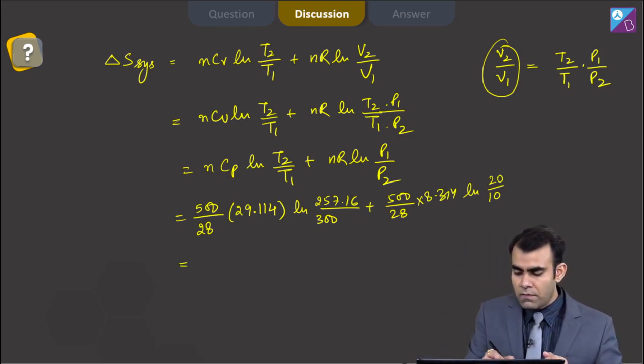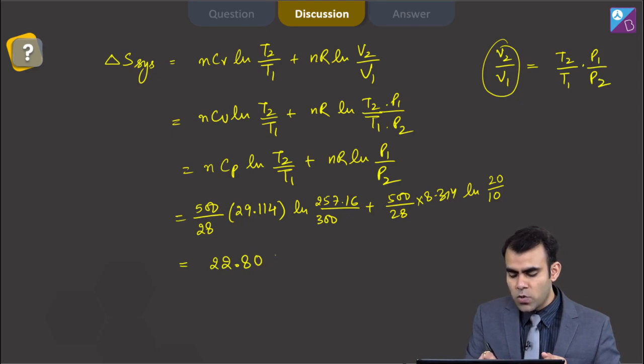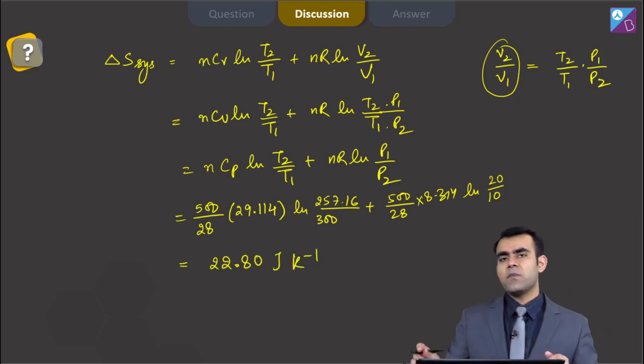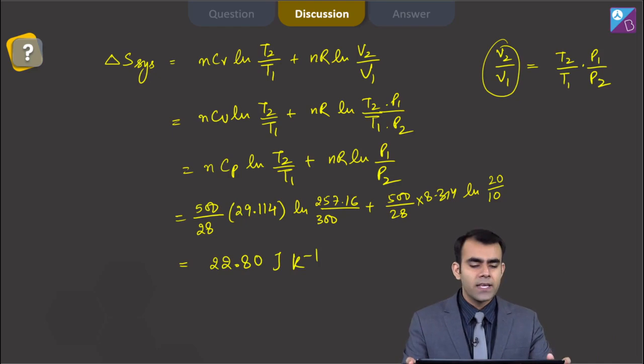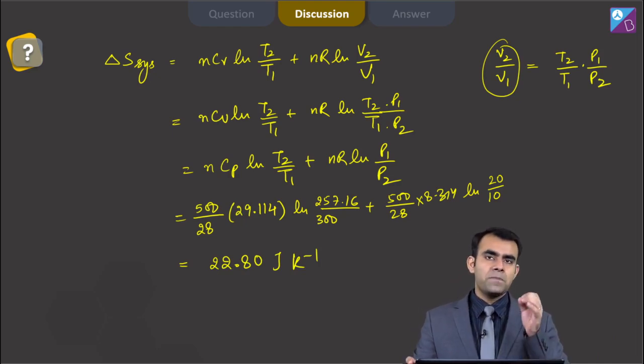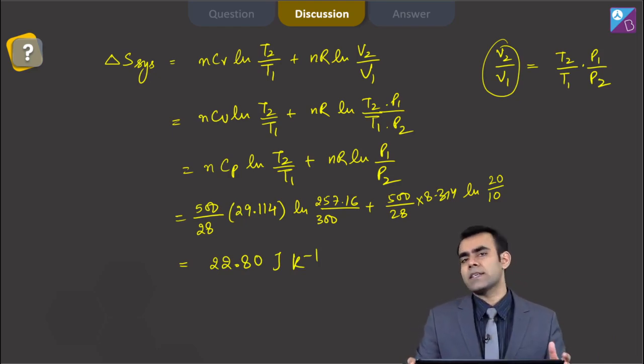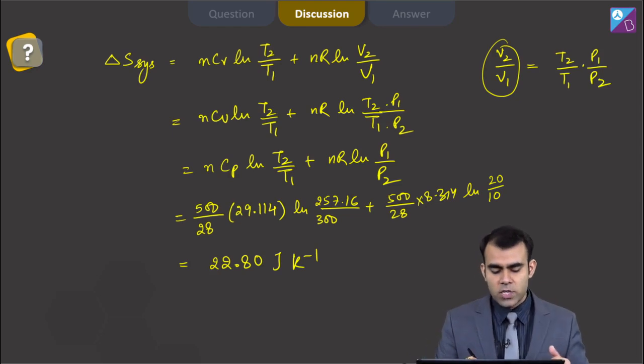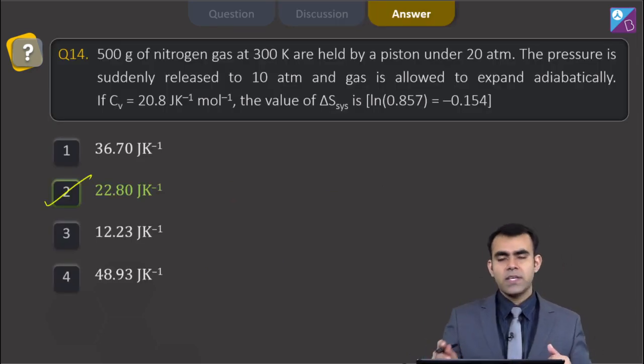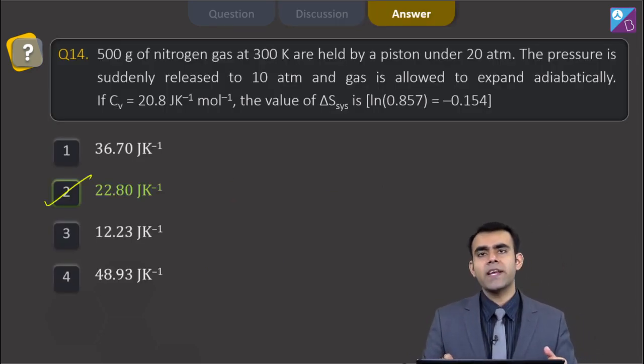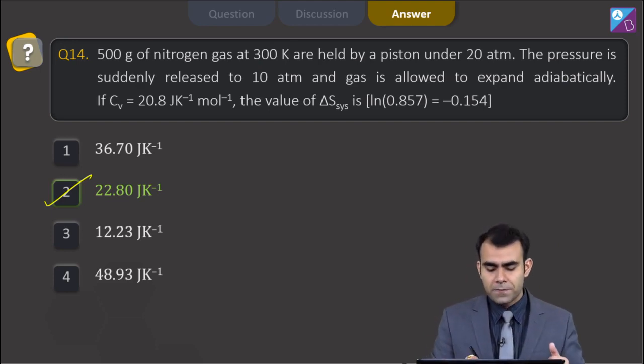On solving this, we get 22.80 joule per Kelvin. Yes, this question is a bit lengthy, but you can learn many things from it. So the answer of this question is option number 2, that is 22.80 joule per Kelvin.